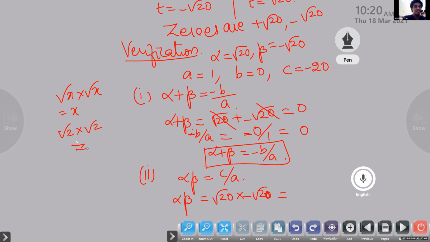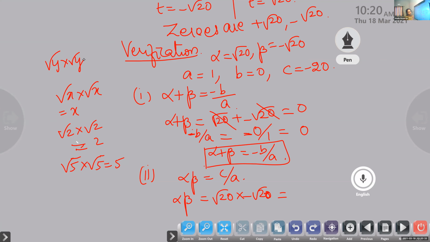What is root 4? 2. What is root 5 into root 5? Root 5 into root 5 is 5, because both are the same numbers with the root, which is root 25. What is root 25? It is 5. Okay. What is root y into root y?